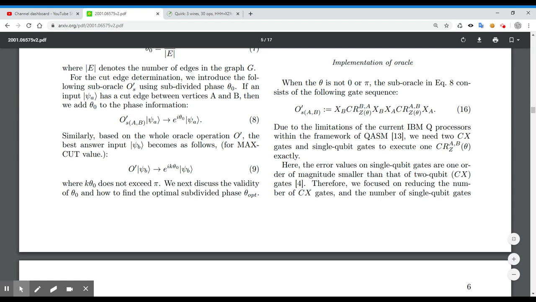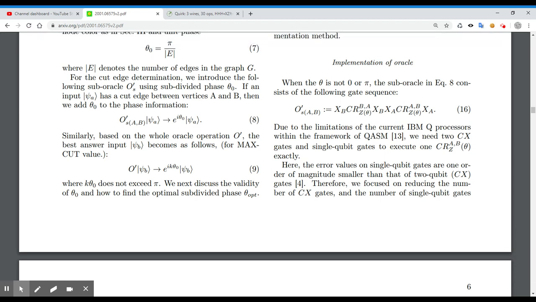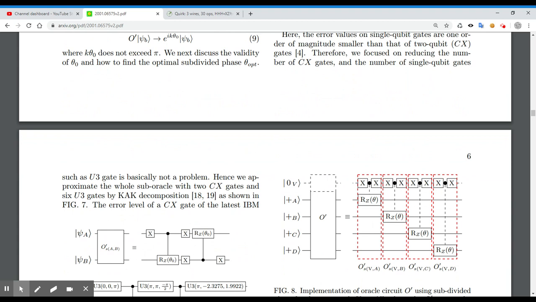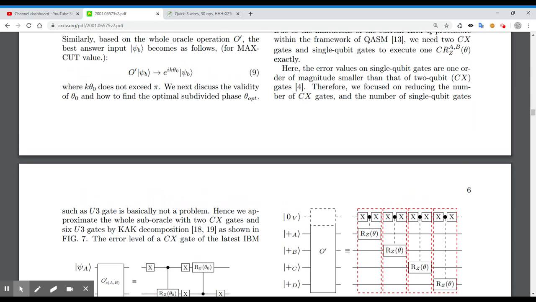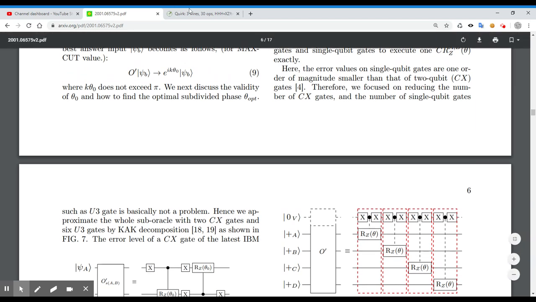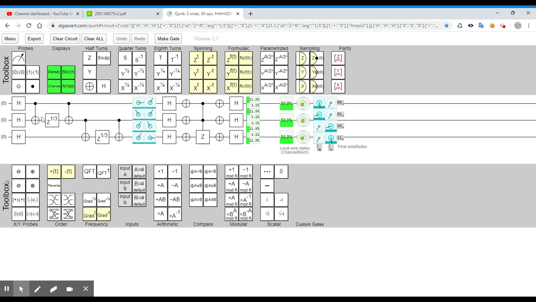We need two control X gates and single qubit gates to execute the control Z. Here the error values on single qubit gates are on the order of one magnitude smaller than that of 2 qubit gates. Therefore, we focus on reducing the number of control X gates, and single qubit gates such as the U3 gate are basically not a problem. So what they're saying is the assumption here is that errors caused by controlled operations have higher error rates, so you should try to minimize that. That would not be optimal because for each sub-oracle you've got two controlled operations.